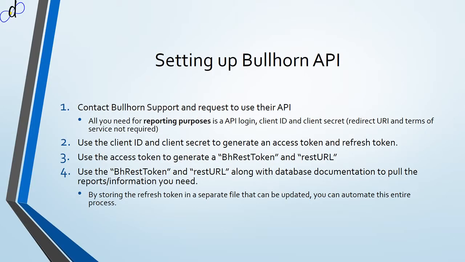Okay, so let's just go over the steps required to actually set up Bullhorn's API to begin with. The first step is pretty simple. You just contact the Bullhorn support and request to use their API. They may come back with another email or ticket requesting more information. For example, they'll ask for, okay, what will the redirect URI be? And here's some terms of service for you to review and send back to them or to acknowledge.